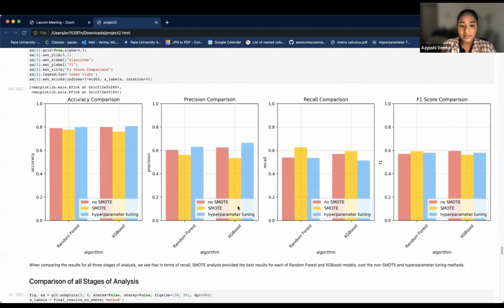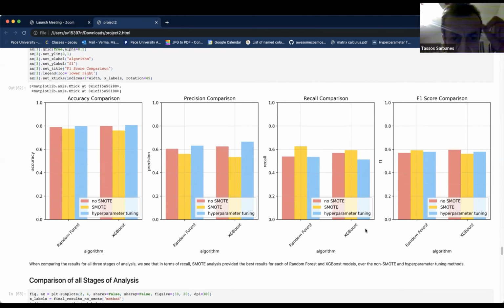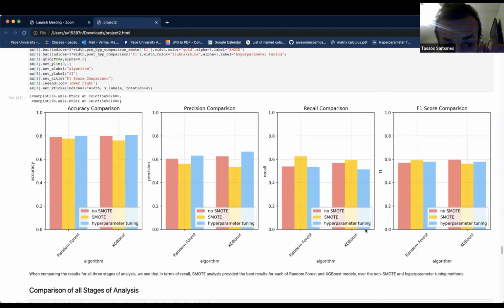Then, just for random forest and XGBoost, I compare the 3 stages of analysis: no SMOTE, SMOTE, and hyperparameter tuning. I found that both the random forest model and the XGBoost model do better using just the SMOTE technique and no hyperparameter tuning. That's expected. I would expect both random forest and XGBoost with SMOTE application to jump up to 80%.